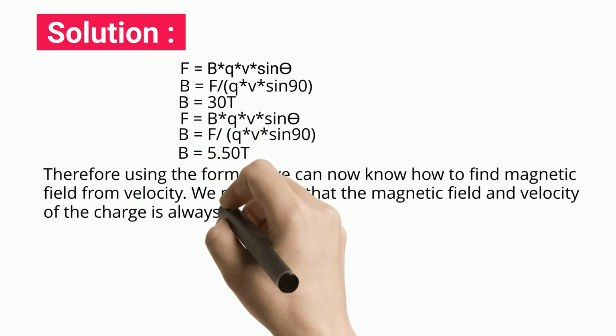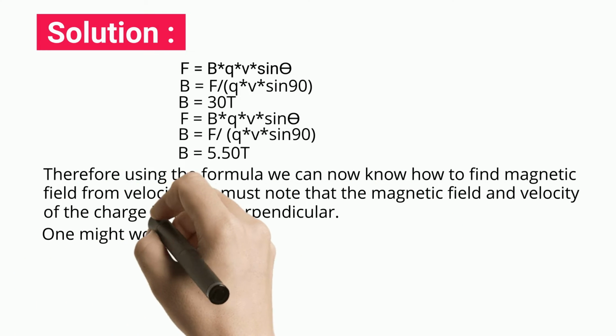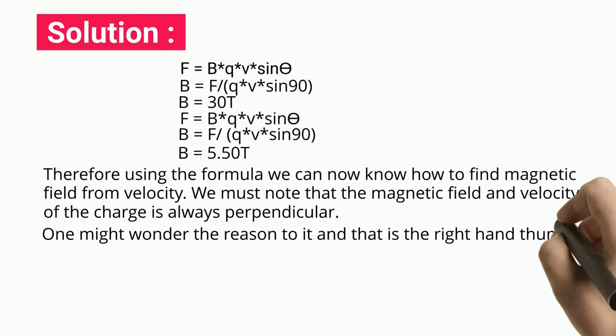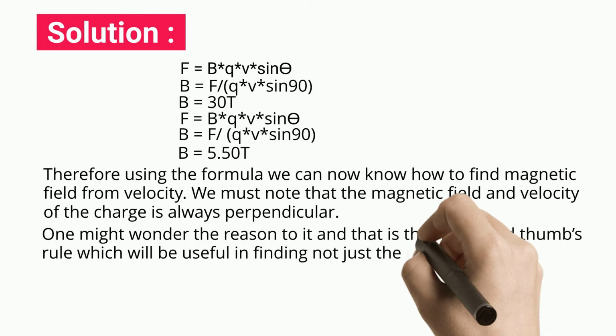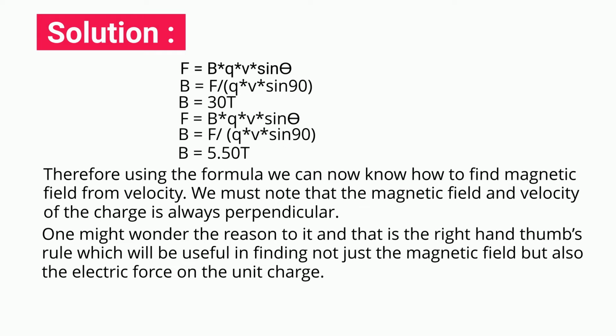We must note that the magnetic field and velocity of the charge are always perpendicular. One might wonder the reason for it, and that is the right-hand thumb rule, which will be useful in finding not just the magnetic field but also the electric force on the unit charge.